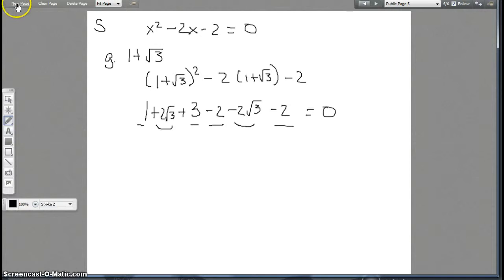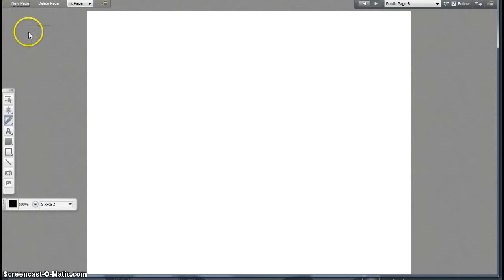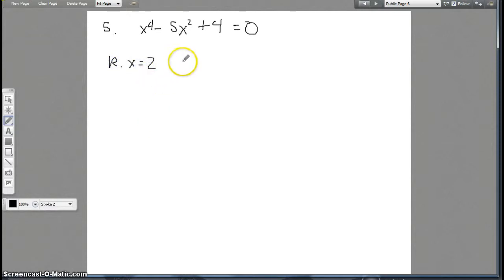Now let's try another one of the problems from number 5. Let's look at the equation x to the 4th minus 5x squared plus 4 equals 0. So again, we're going to try and make this equal 0. So we're going to try this for x equals 2. That's part K. So we will have 2 to the 4th, because we have x to the 4th, minus 5x squared, so minus 5 times 2 squared, and then plus 4.